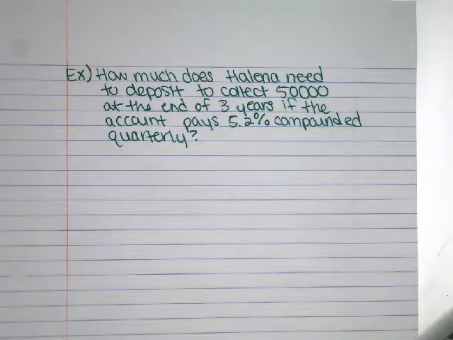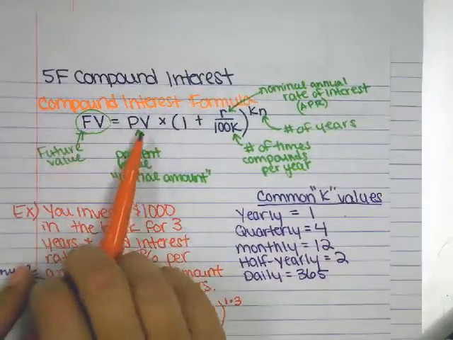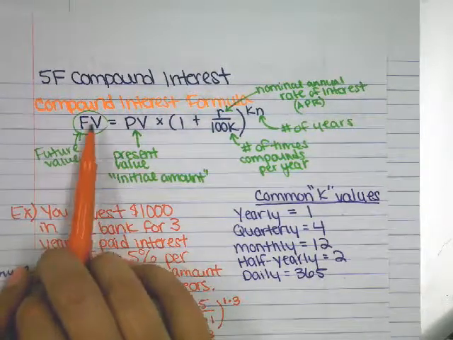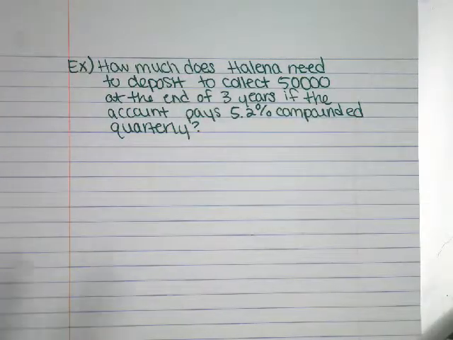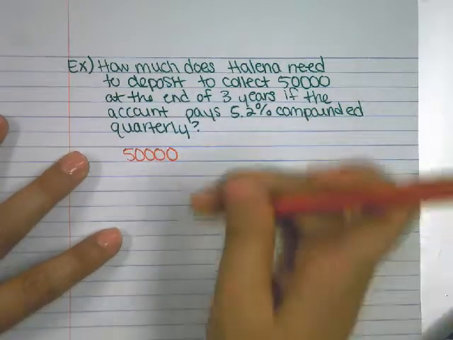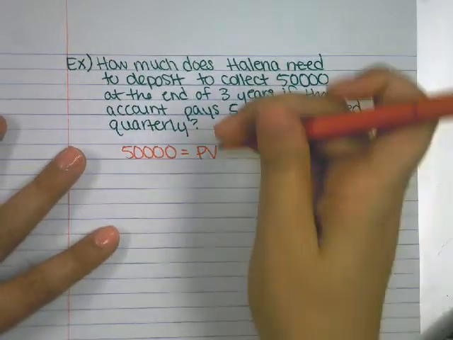Whenever we look at our formula, we need to ask, what value are we trying to find out? We're actually trying to find out the present value. We know the future value. She needs $50,000. How much does she need to deposit in order to get that back out? So when I use that formula, my future value is the amount that she needs. We don't know the present value, PV.